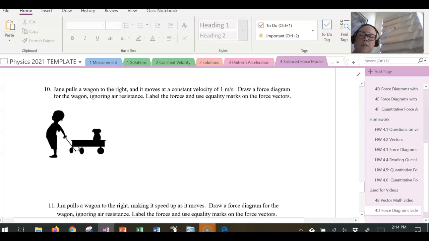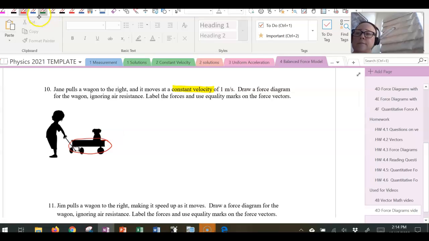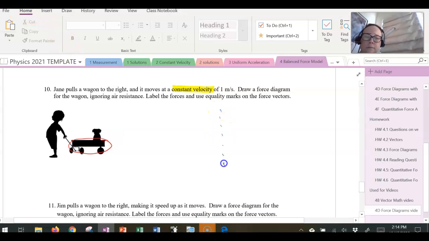And then let's look at 10. So we've got Jane pulling a wagon to the right, and it moves at a constant velocity. It tells us even that the velocity is 1 meter per second. And we're going to do a force diagram for the wagon. So I'm just doing it for the wagon. So there's a force of gravity on the wagon. That's its weight. That's being applied by the Earth. And I'm just going to draw this to the left, but there's an applied force being applied on the wagon by Jane.